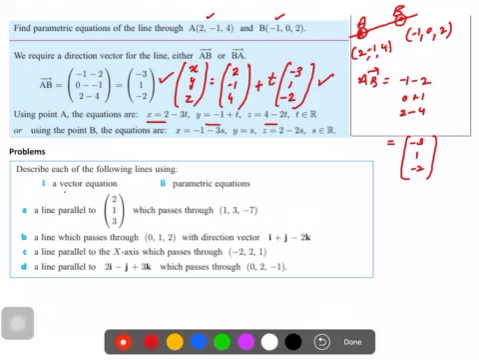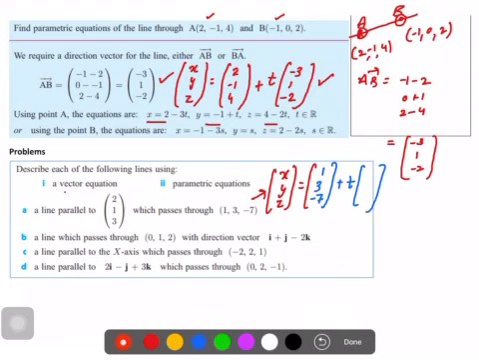Here we have some problems based on these two topics. I have to find the vector equation and parametric equation of a line parallel to this that passes through this point. I think it's quite easy. So I will just say (x, y, z) equals the point (1, 3, -7), plus t times the vector which is parallel to this, so (2, 1, 3).